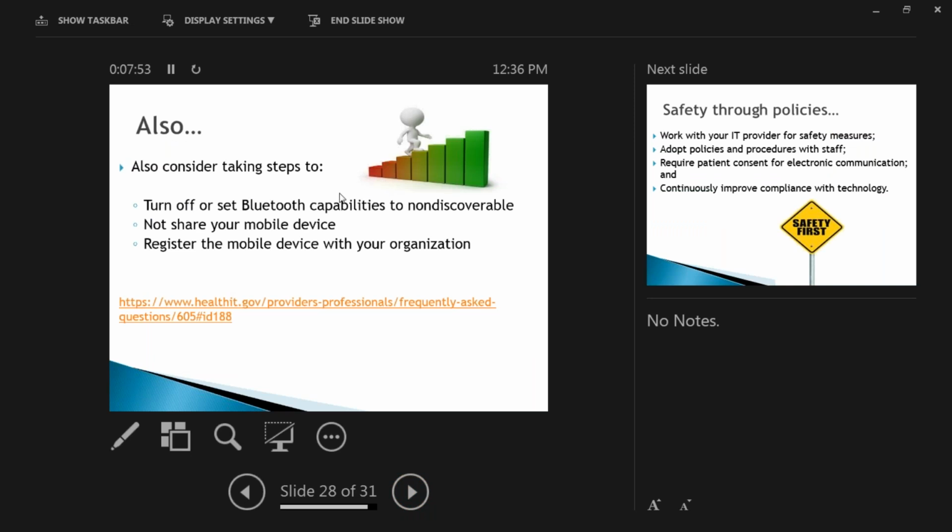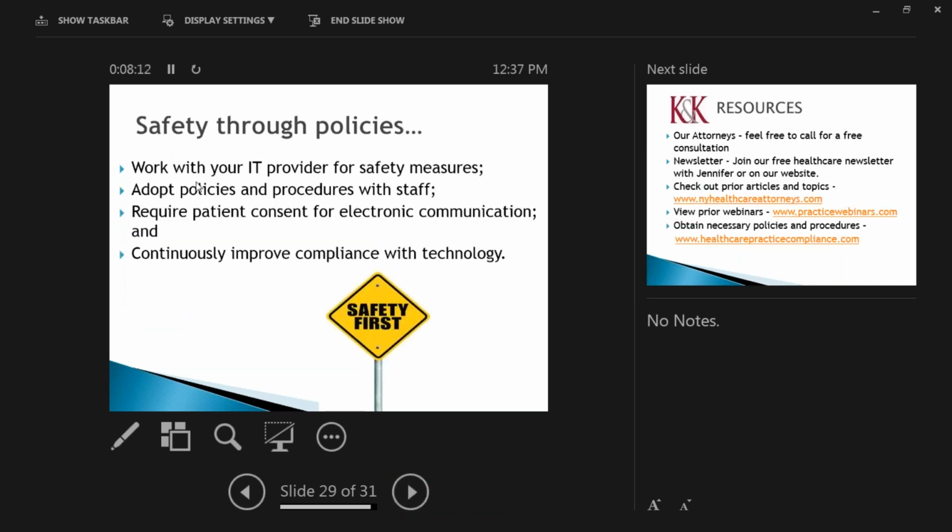You may want to turn off Bluetooth capabilities, set to non-discoverable on your phone, so no one else can hack in there. And for some of us, this is over our head. We don't think about these things. We take for granted the sophistication of the devices we're actually working with. But we really have to be careful and work through our policies and procedures with the professionals that we have available to us. Your IT provider is critical.